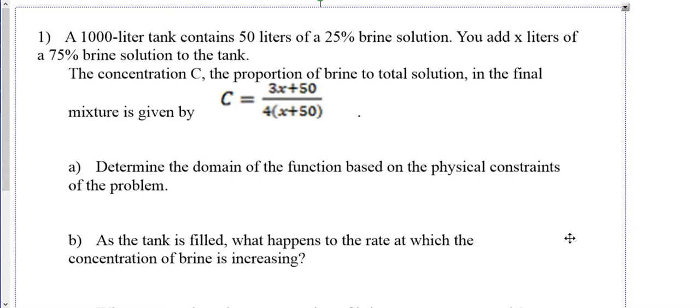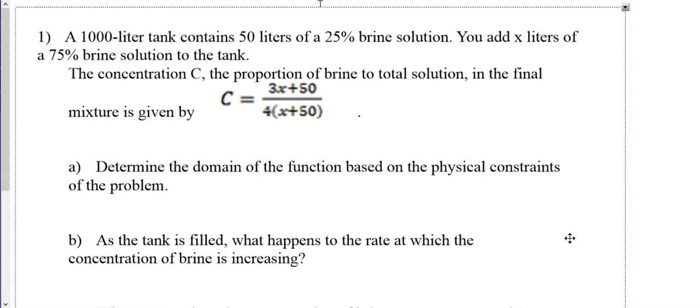Okay, you have a 1,000-liter tank that contains 50 liters of a 25% brine solution. You add X liters of 75% brine solution to the tank. The concentration C is given by the proportion of the brine in the total solution, and the final mixture is given by this equation right here. So they give you the equation. Many times you may sometimes be asked to find it. You don't necessarily have to, but this is what we got here.